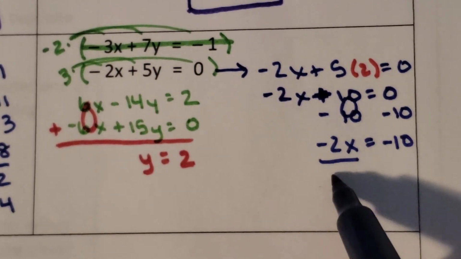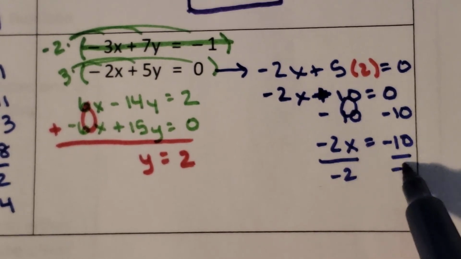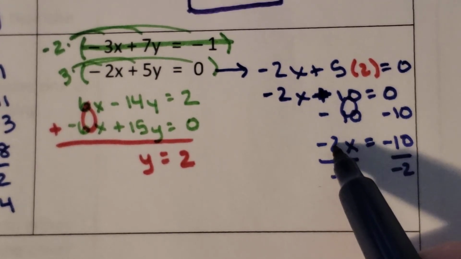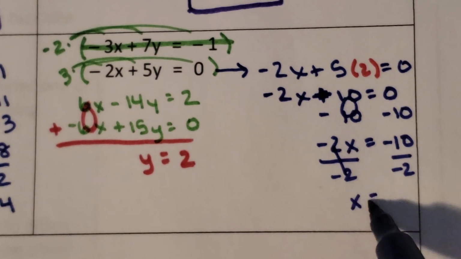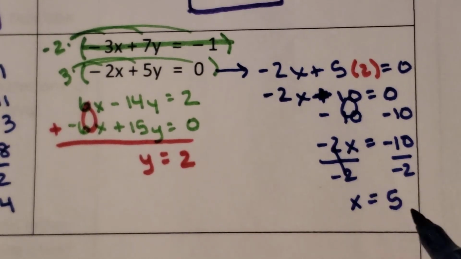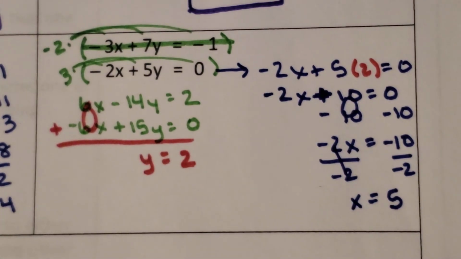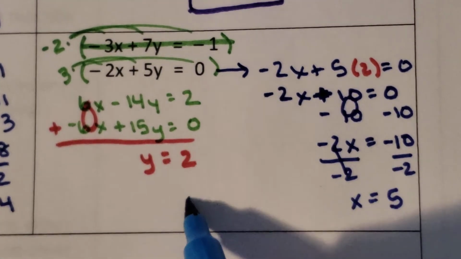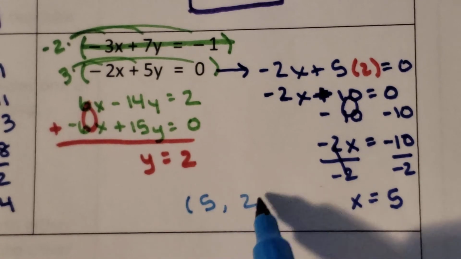These are being multiplied. Reverse multiplication is division. What I do on one side, I do to the other. Negative 2 over negative 2 is 1x equals. Negative over negative is a positive. 10 over 2 is 5. And so it appears that our solution is (5, 2).